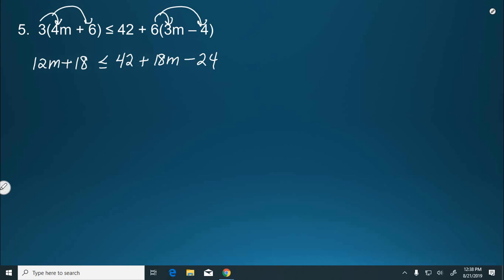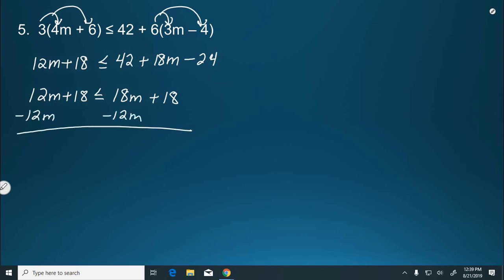Okay, I'm going to simplify the right side even more. So 12m plus 18 is less than or equal to 42 minus 24. I'm going to bring down that 18m first. So 42 minus 24 gives me 18. So it's plus 18 again. Now I want to move the smaller variable over to the larger so I avoid having to deal with a negative. Minus 12m, minus 12m. I get 18 is less than or equal to 6m plus 18.